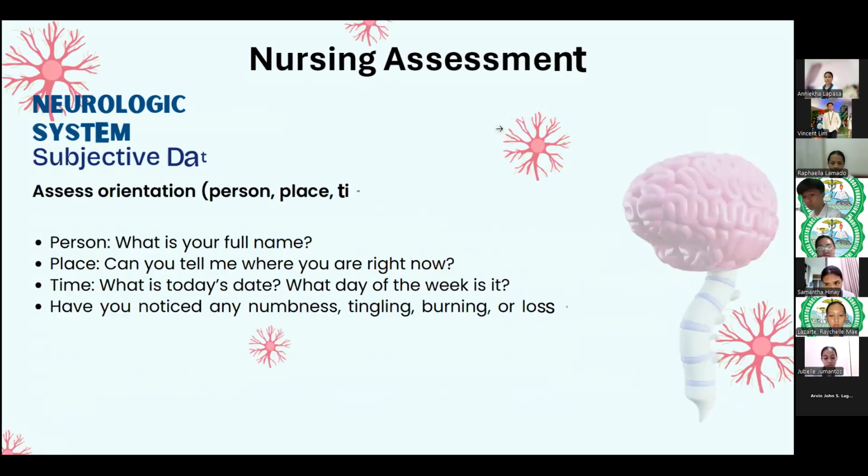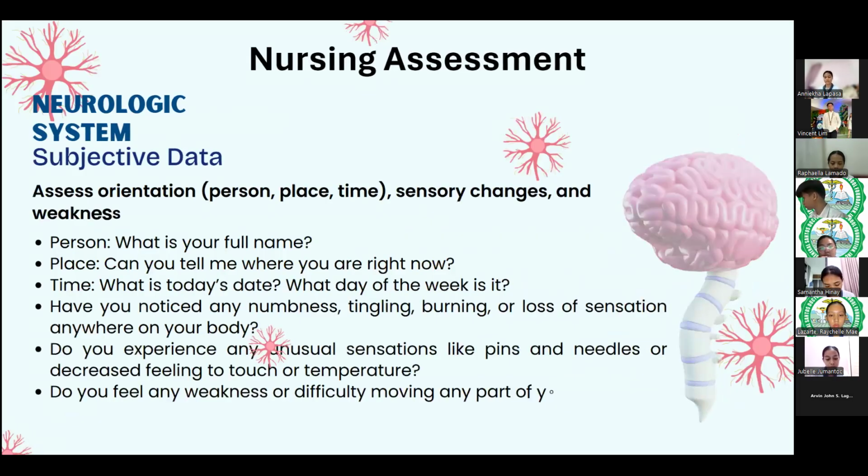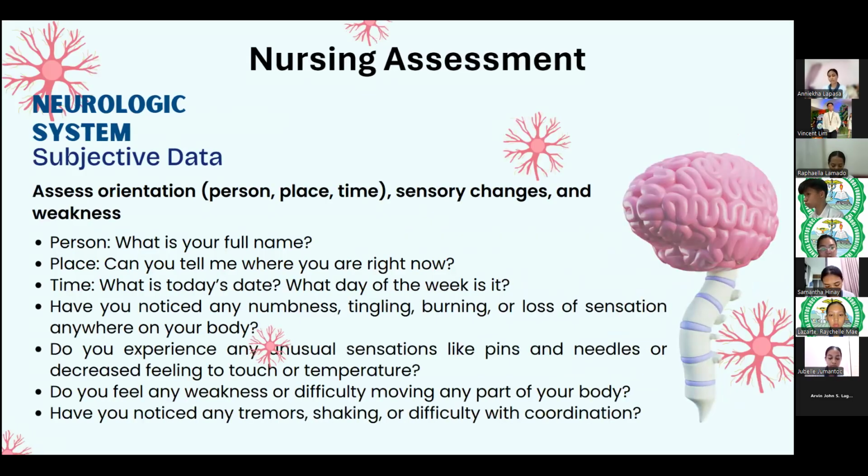For the neurologic system, our subjective data would be: first, to assess the orientation to person, place, and time, the sensory changes, and weaknesses. For the person, what is your name? For the place, can you tell me where you are right now? Time: what is today's date? What day of the week is it?